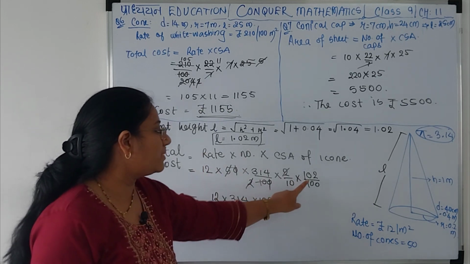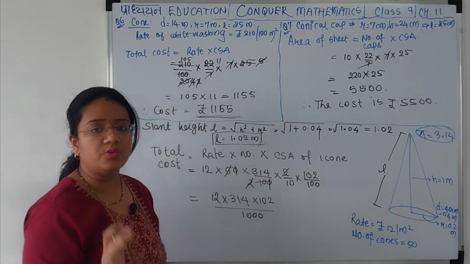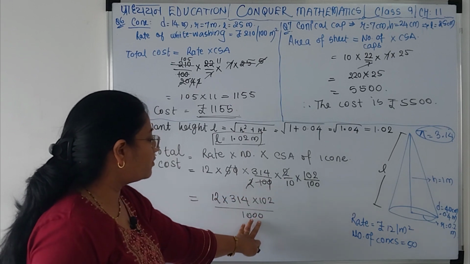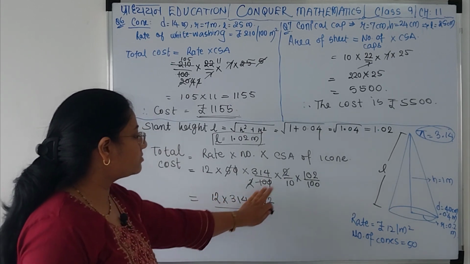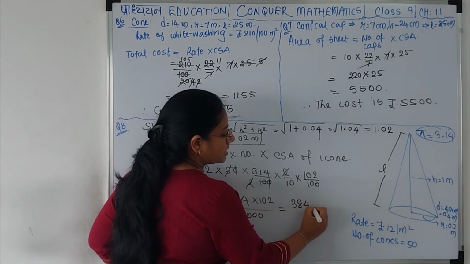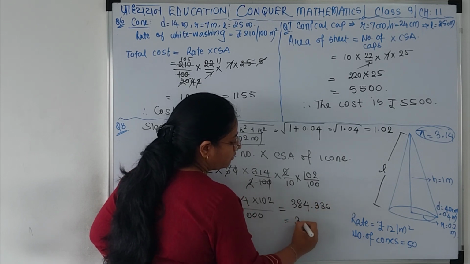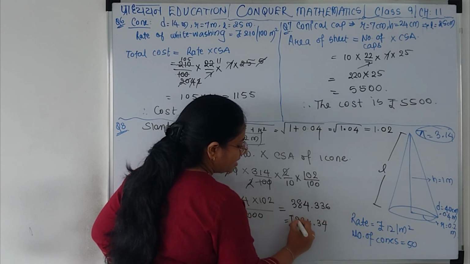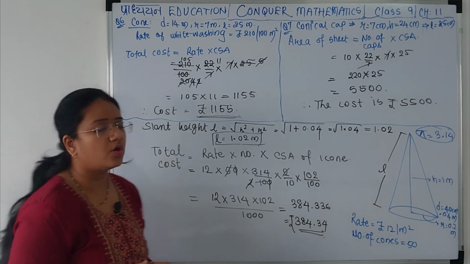जब आप एक ही मल्टीप्लिकेशन करना है आपको 12 into 314 into 102, ये तीन नंबर्स का कैलकुलेशन मल्टीप्लिकेशन करके सिंपली यू हैव टू पुट डाउन 3 decimal points. Understood? The answer to this multiplication is 384336. So you get 384.336 and we round it off to 384.34 rupees. So that is your answer of cost of painting the 50 hollow cones.